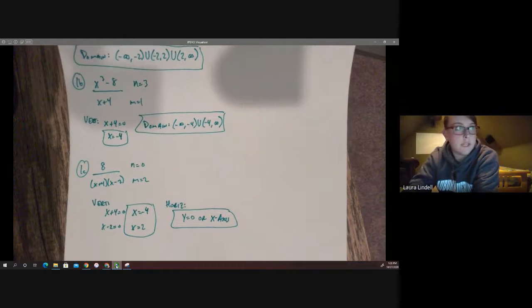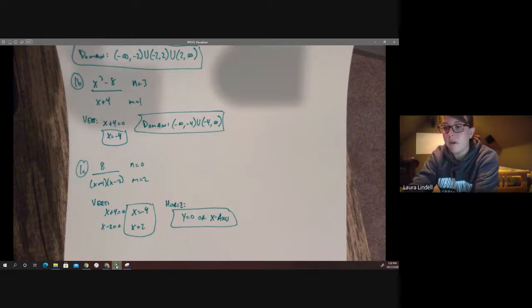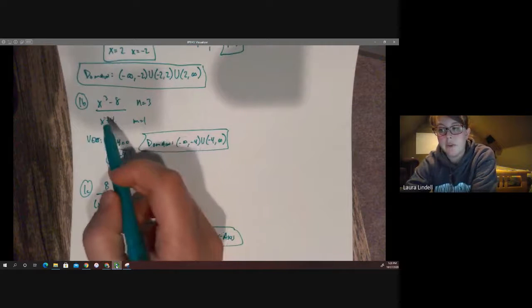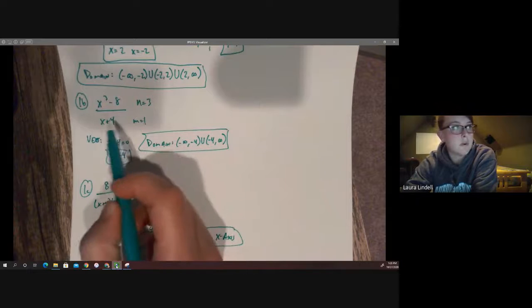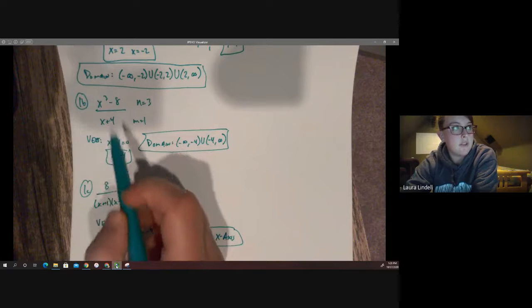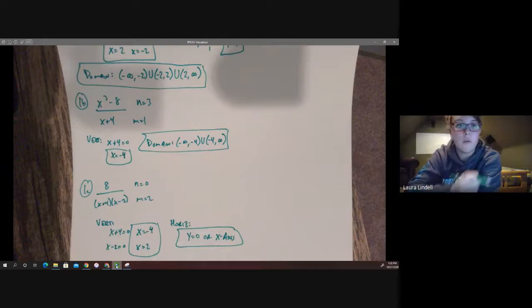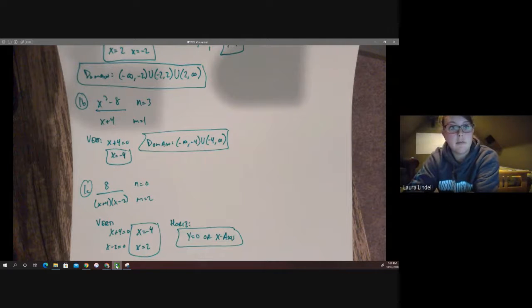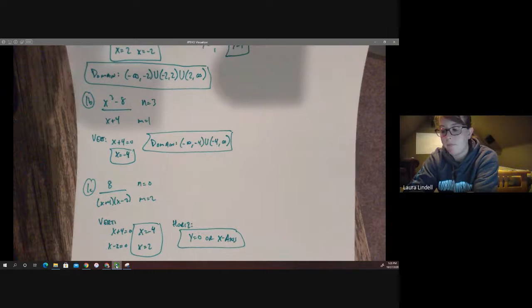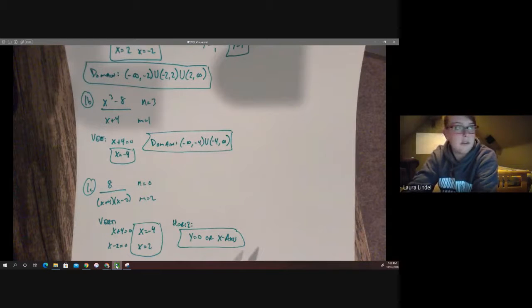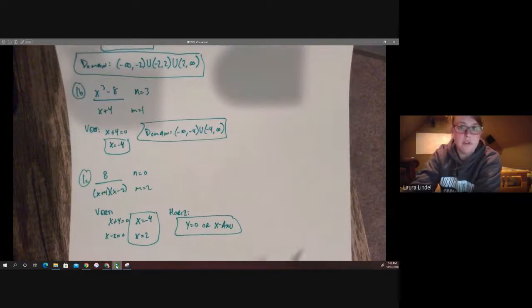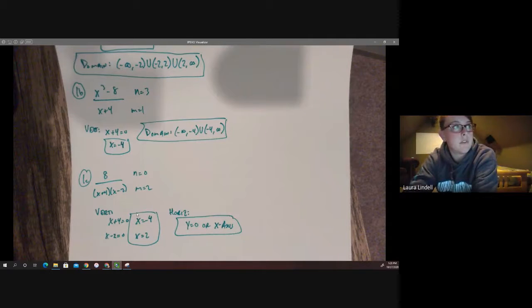And then there are no oblique asymptotes here. Remember, if we were going to find an oblique asymptote, like on this one, if this was x squared plus 4 or something like that, you would divide these, and then the quotient, not the remainder, is going to be your oblique asymptote. But we didn't have one of those on any of these.